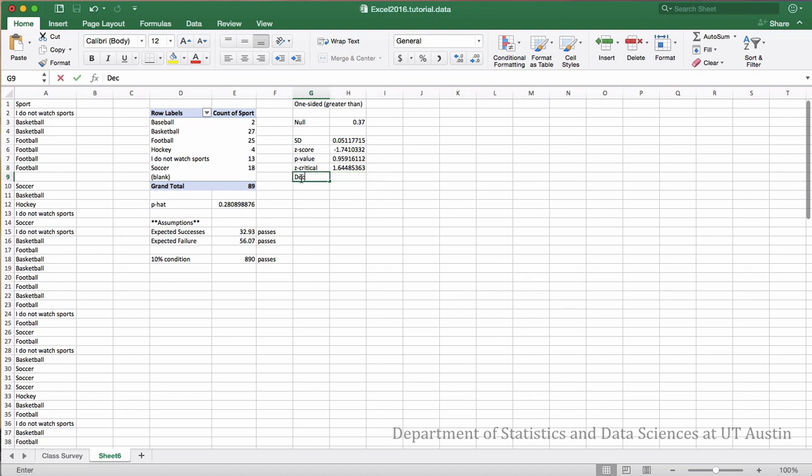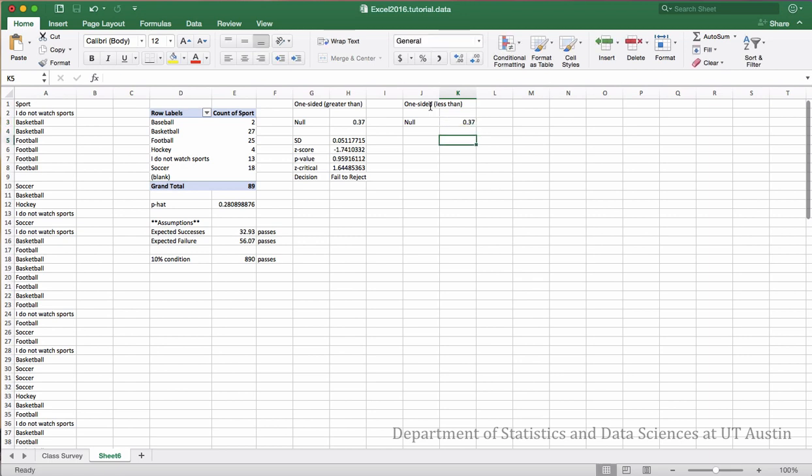So our decision should be to fail to reject, meaning we do not have evidence to suggest that the proportion of people that prefer football is greater than 37%. We could also do a one-sided test, testing for a less than. We want to say, well, maybe the proportion of people that prefer football has decreased. Maybe it's something less than 37%.